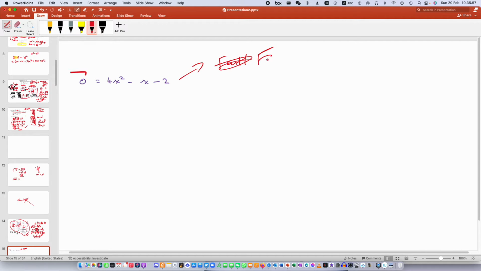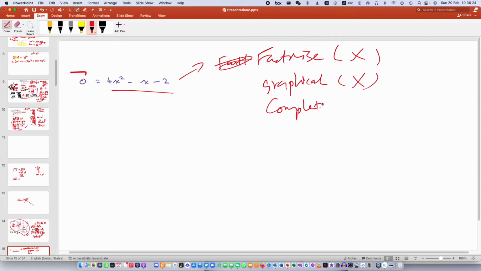Factorization, cannot. What else? Graphical method. Did you say graphical? Yeah, good. But not the best here. So assume no for this question. Complete square. Did you try complete square? No. So you see, you have complete square to do it, but you never do it. Then of course the formula, right? Of course calculator.